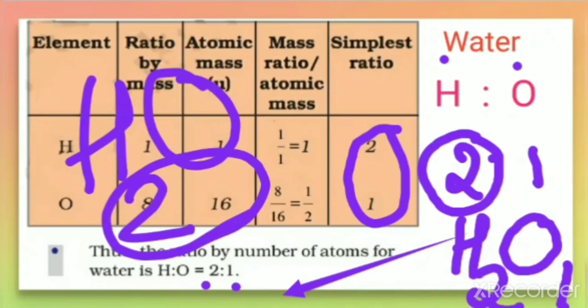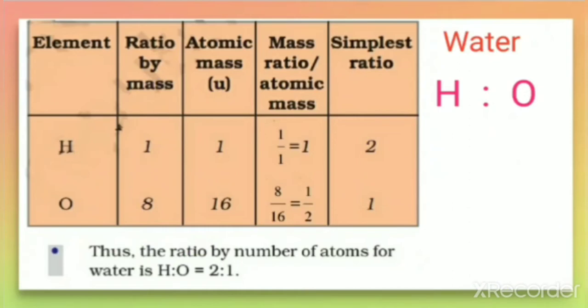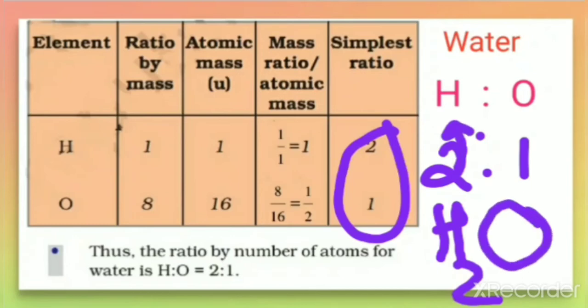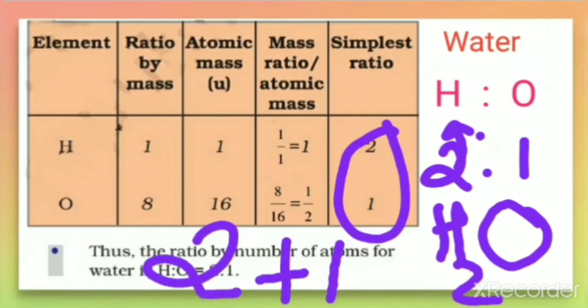The ratio by mass is in terms of mass, but this ratio is in terms of number of atoms. So by this table we got the hydrogen to oxygen ratio as 2 is to 1. Therefore the formula of water is H2O, where this 2 you take for hydrogen. So it shows that there are 2 hydrogen atoms and 1 oxygen atom, so there are a total of 3 atoms in the water molecule.